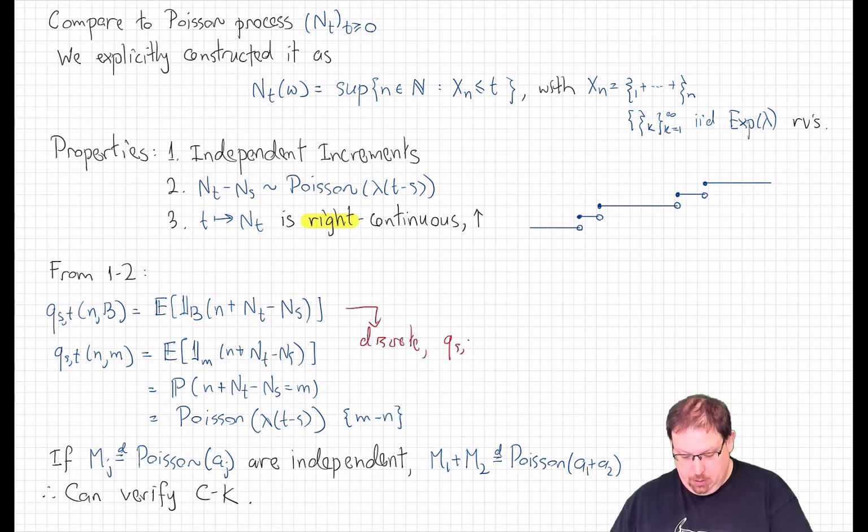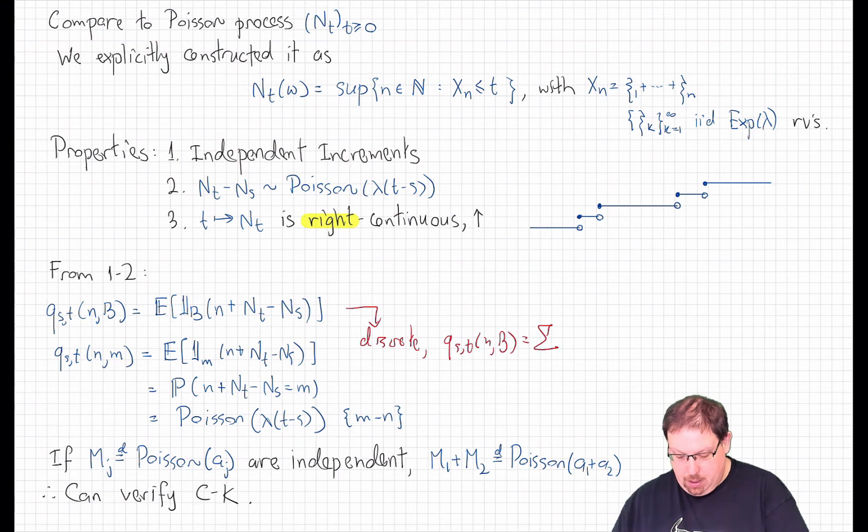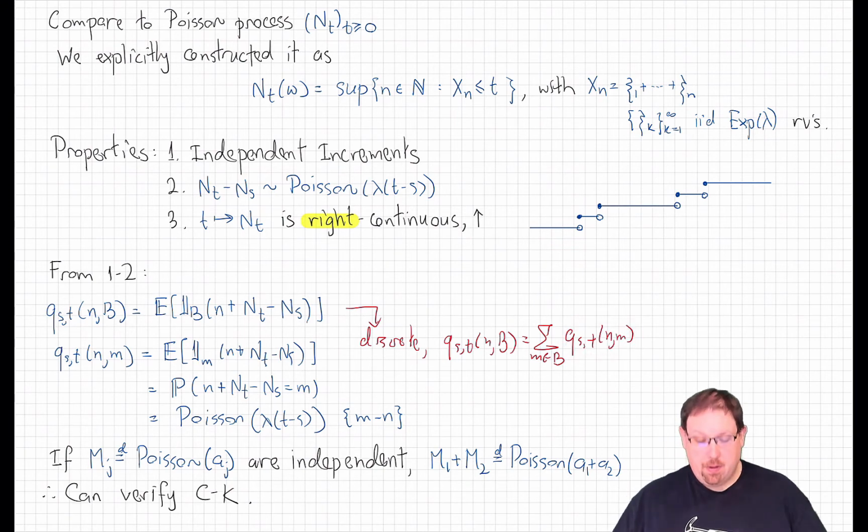That is, QST of a point n and a set B of natural numbers is just going to be the sum over all the natural numbers m in that set of QST of n and m. So we have a kernel mass function. And therefore, to construct this process using the Kolmogorov extension theorem, we need to check that these kernel mass functions satisfy the appropriate version of the Chapman-Kolmogorov equations.